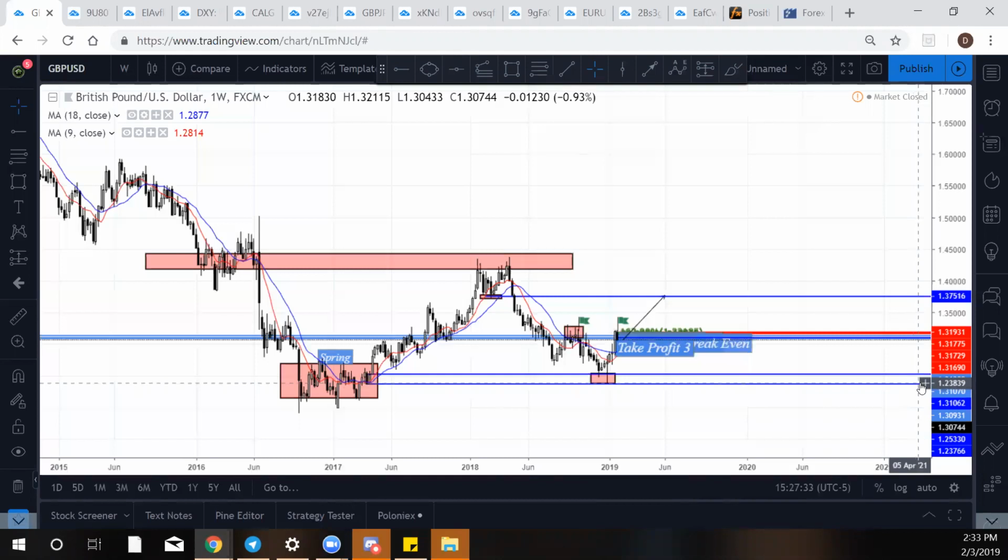And this was on a 60 or 80 level. So between these two levels right here, it's an institutional level because it's within the 20 levels.